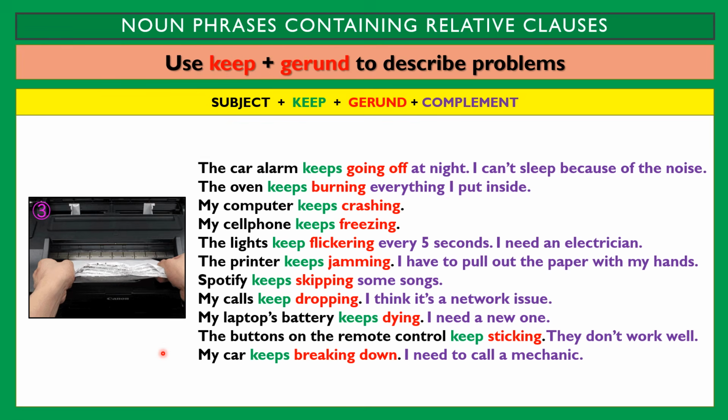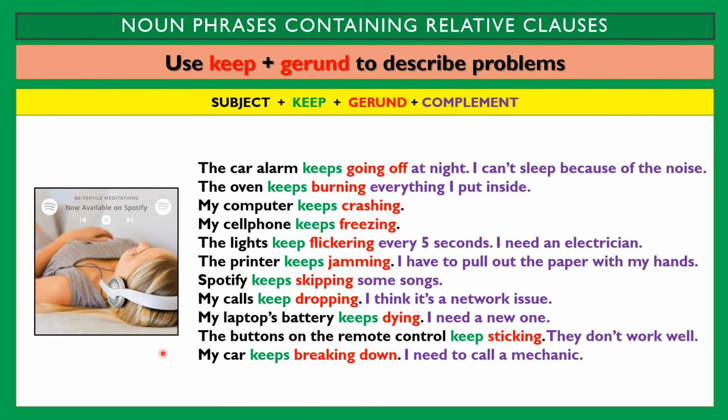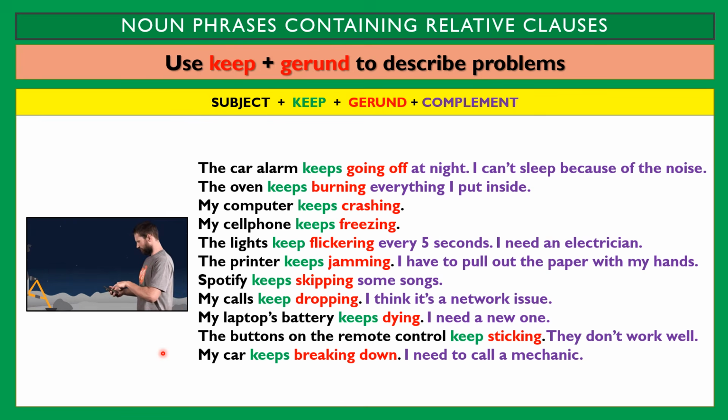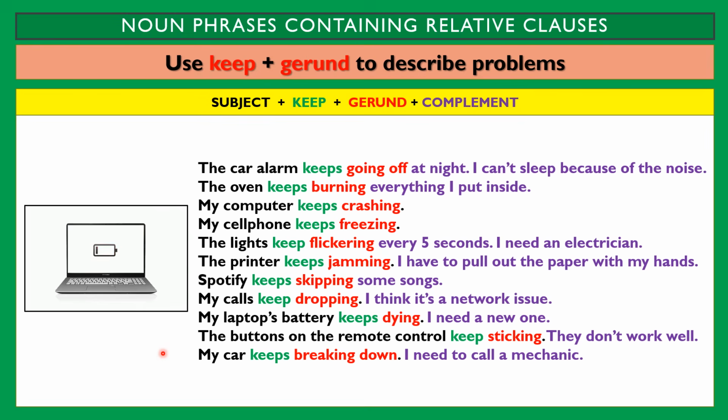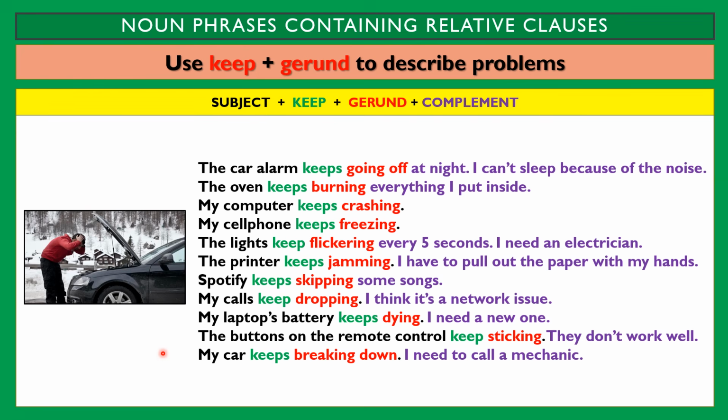If the printer is jammed, you have to remove the paper from the printer with your hands. If the media player skips a song, it doesn't play it and it jumps to the next one. When the calls drop, they are interrupted, usually because of a problem with the network. If the battery dies quickly, it needs to be changed because it's probably too old. When the buttons on the remote control keep sticking, you push them, but they don't do anything. If something breaks down, it doesn't work.